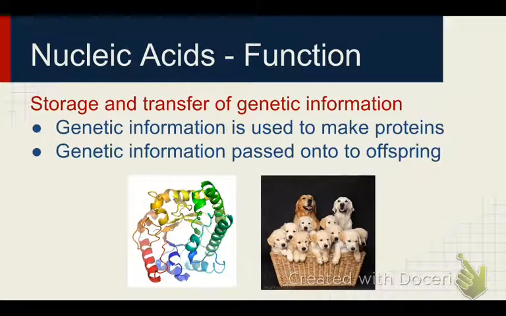And then the second thing that your nucleic acids, acting as your genetic information, do is that it gets passed on to offspring. I have that picture of puppies at the bottom. They got half from mom, half from dad, the same way that you did. And this is how we pass on information from one generation to the next using our DNA.